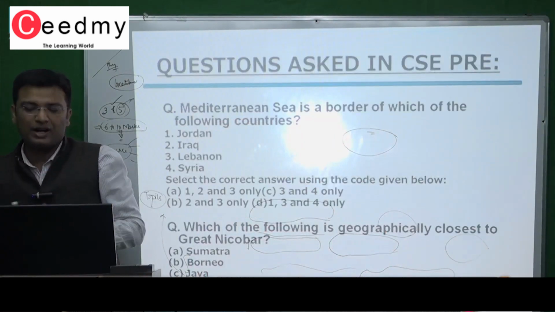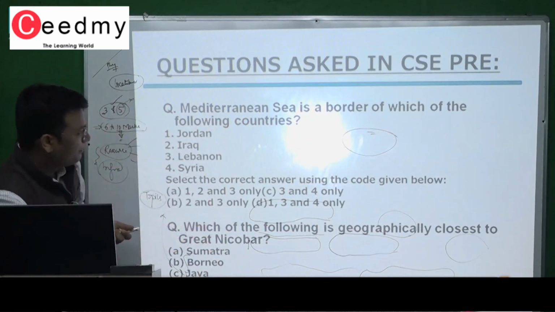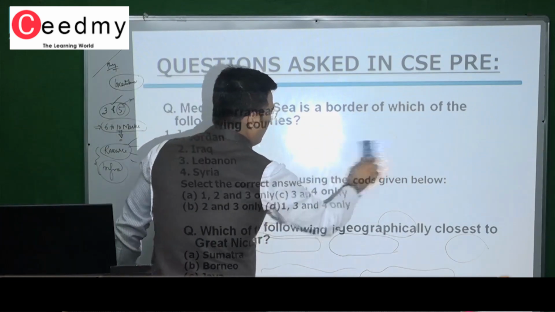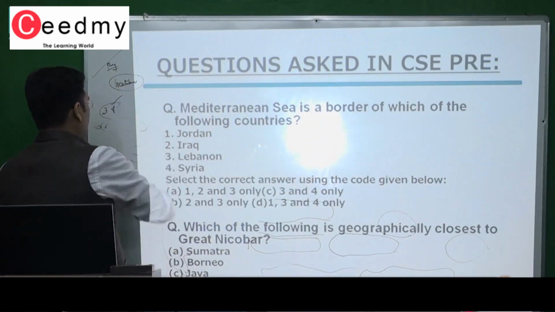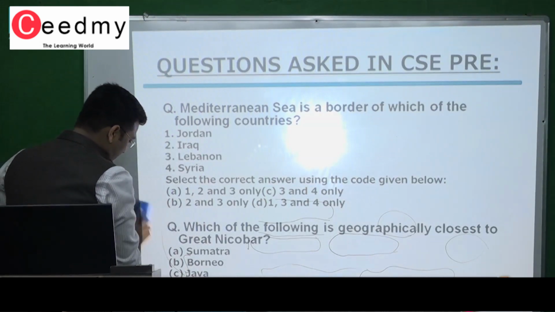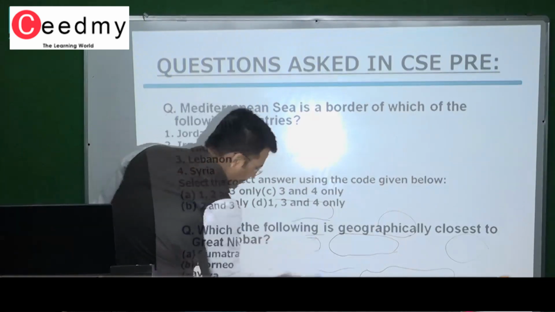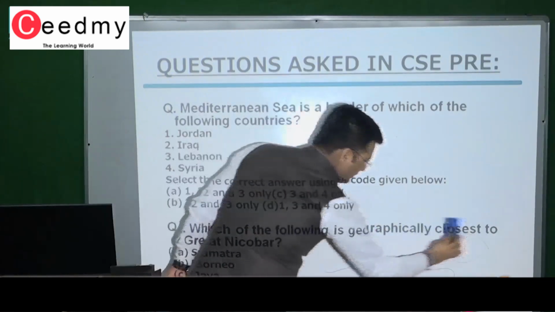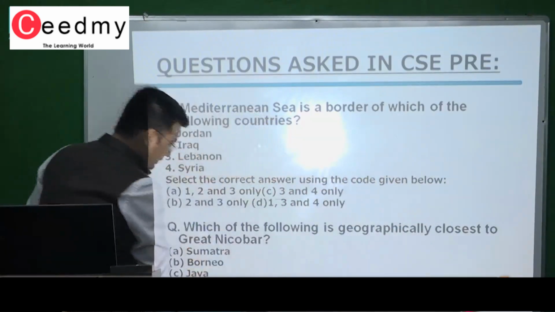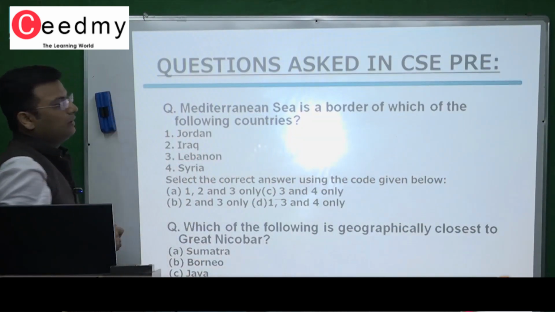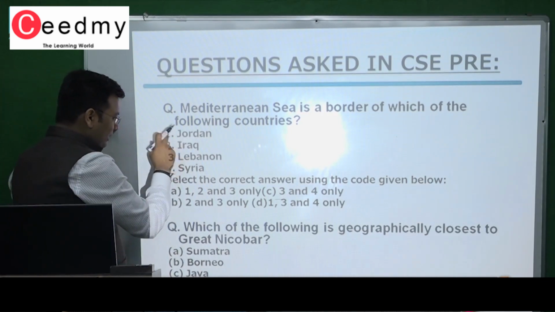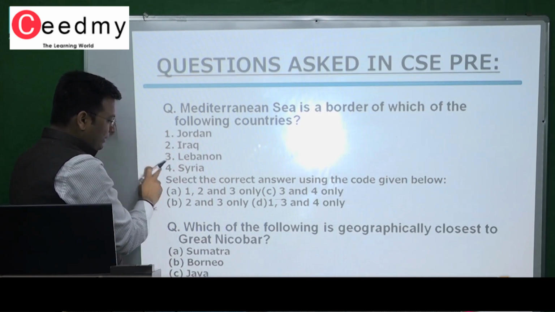Now a simple question asked in the prelims examination: Mediterranean Sea is the border of which of the following countries? If you know the mapping, you can easily eliminate the countries which you know are inland countries. For example, they are not touching any sea. So Jordan, Iraq, Lebanon, and Syria.